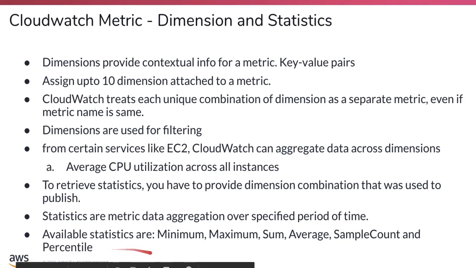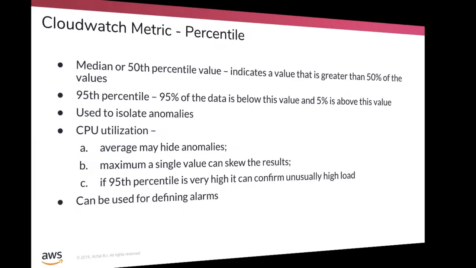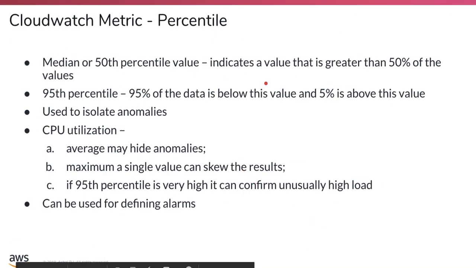We'll talk about detailed monitoring as well. Basically, these are the default statistics that are available, so you get 5 default statistics. Let's understand what percentile means. The median, or 50th percentile value, indicates a value that is greater than 50% of the values. The 95th percentile means 95% of the data is below that value, and 5% is above it.